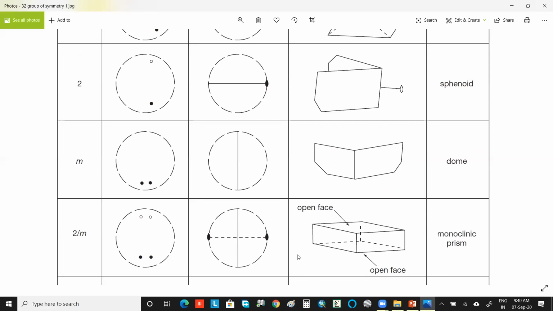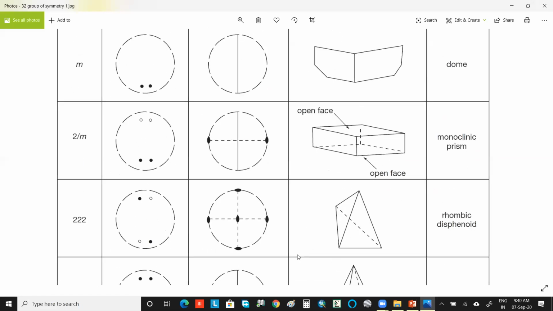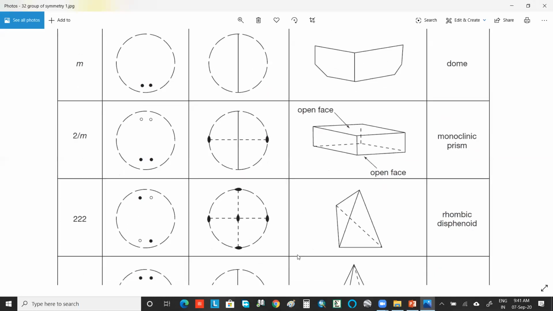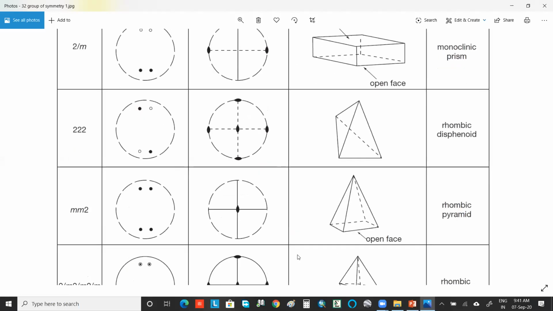Now coming to the monoclinic prism, that is the 2/m class, which is also known as the prismatic class. In this prismatic class, two faces on the downside and two faces on the upper side, but it is an open form. It is what? An open form. Because two faces are this one and two faces are this one. One dome this side and another one. Right? So monoclinic prism here, and coming to the rhombic disphenoid.